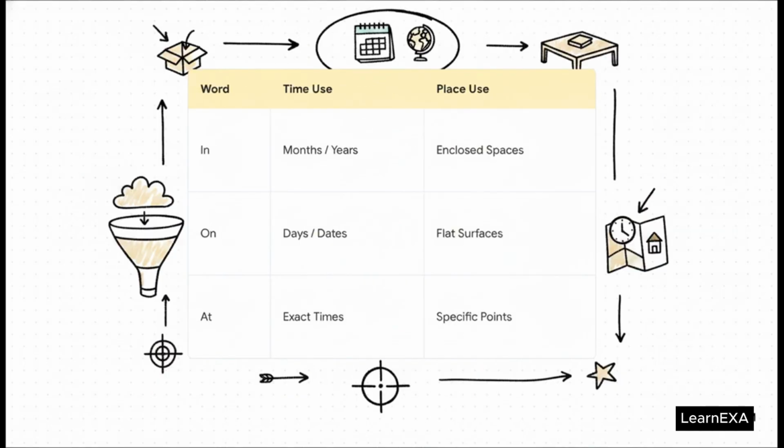Okay, this is absolutely crucial. The key here is mastering the big three: in, on, and at. Notice the pattern? It's basically a funnel. In is generally used for larger, more encompassing things, like months and years for time or fully enclosed spaces for location. On gets a bit more specific, used for days of the week or flat surfaces. And at is the most precise, used for exact clock times, like at 2:30, or highly specific points in space, like at the door. Understanding this funnel from general to specific is a total game changer.